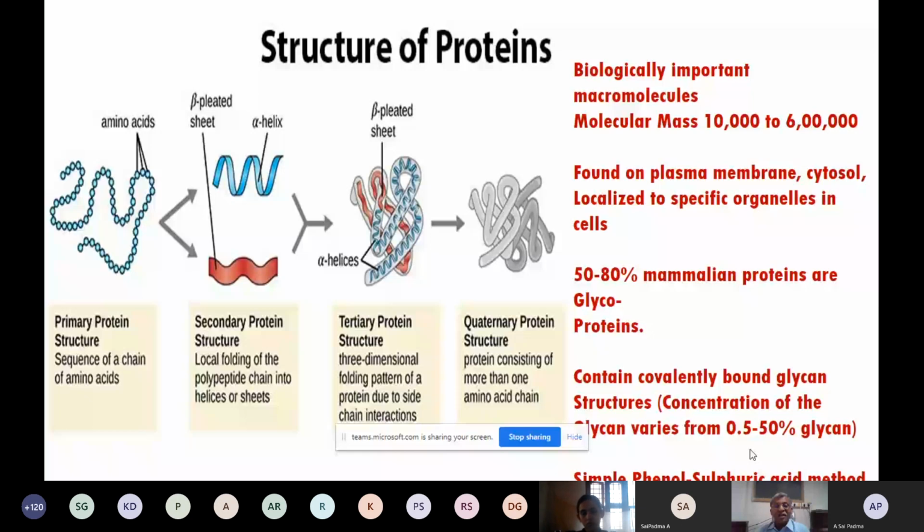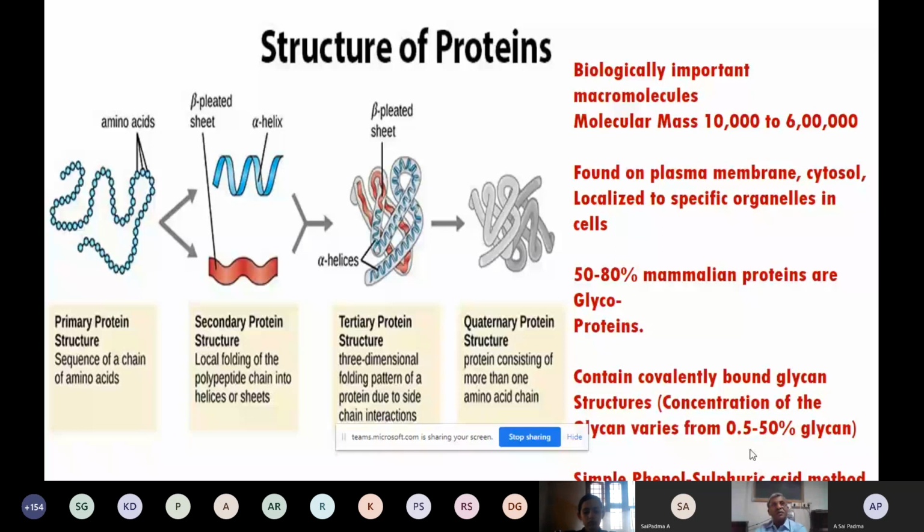All proteins are biologically important macromolecules, and the molecular masses range from 10,000 to 6 lakhs in general. They are found on the plasma membrane, in the cytosol, localized to specific organelles in the cells, and 50 to 80% of the mammalian proteins are glycoproteins. So they contain covalently bound glycan structures, and the concentrations of this glycan structure varies from 0.5 to 50%.